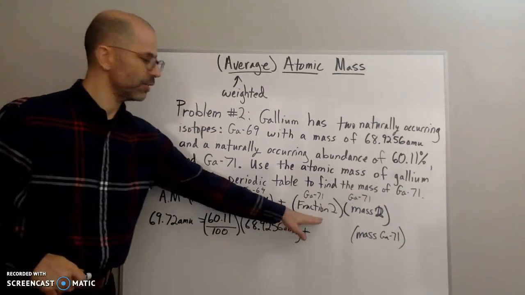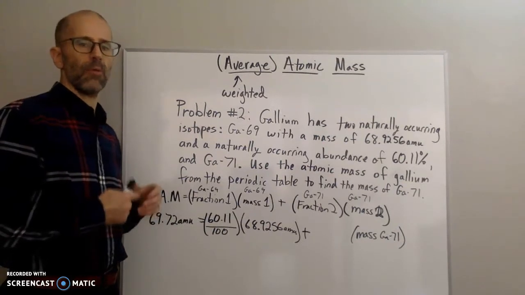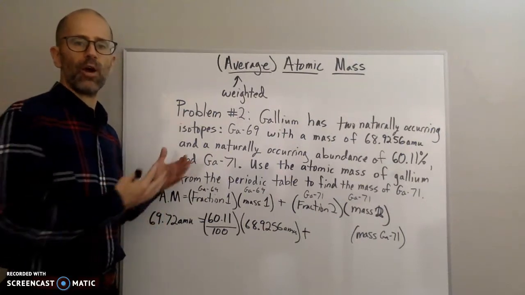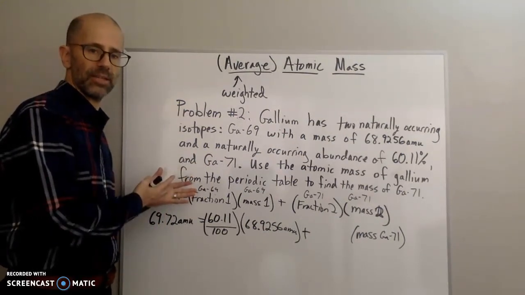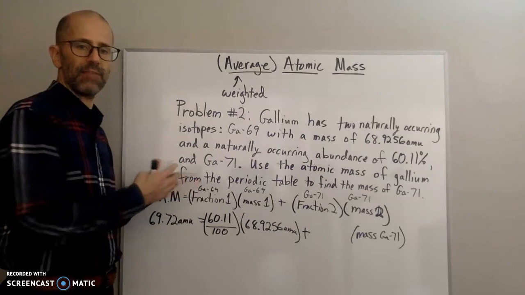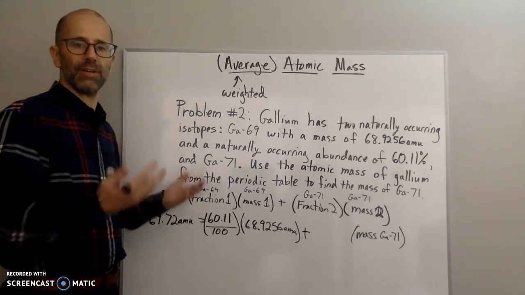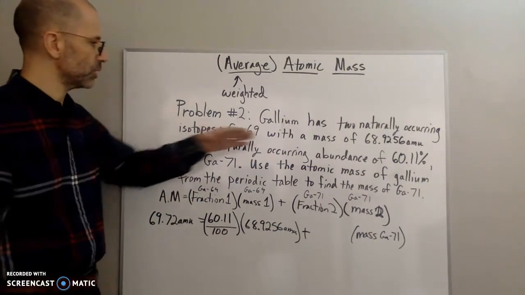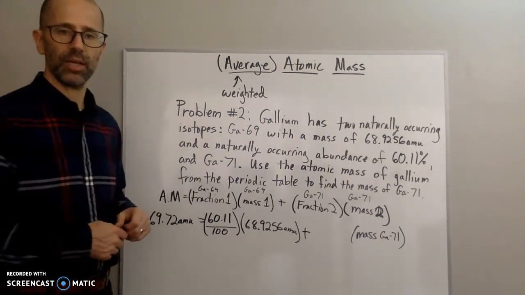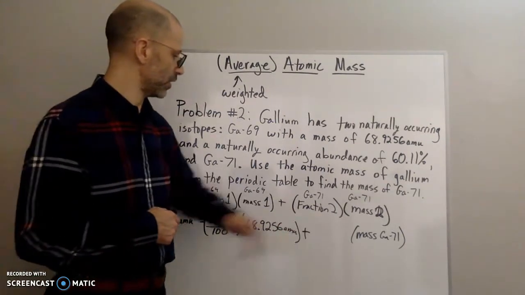How could we find the fractional abundance, or at least the percent abundance, of this isotope? Well, they say there are only 2 naturally occurring isotopes. So if I already know the percent abundance of the one isotope, then since there's 100% total and only 2 isotopes, I'm just going to subtract 60.11 from 100, and that'll give me the percent abundance of the other isotope, gallium-71.